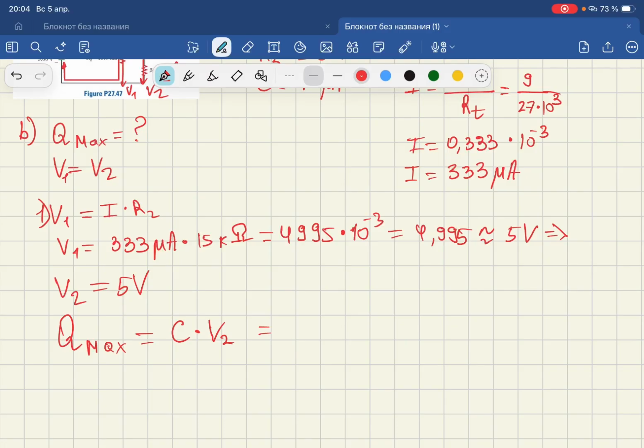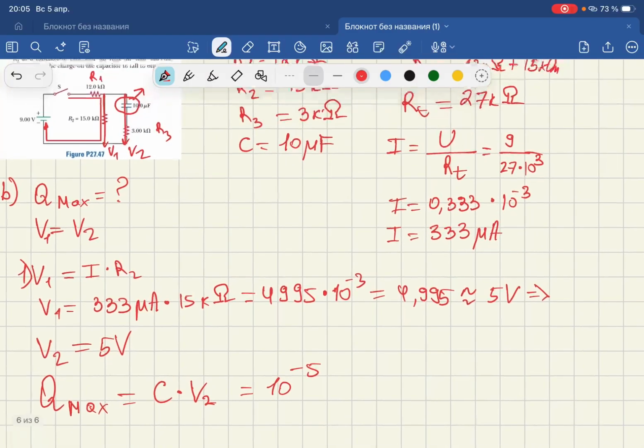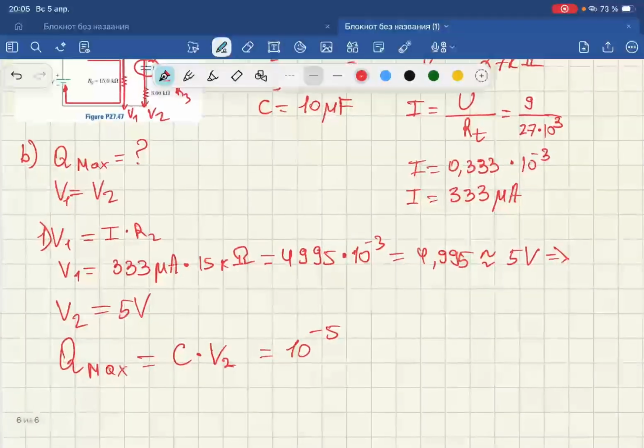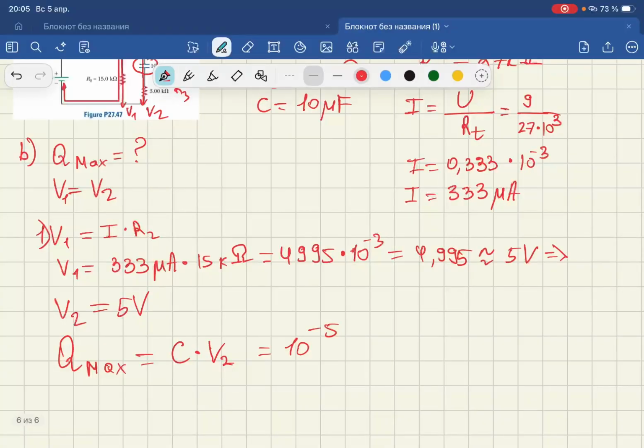It's equal to 10 to the power of minus 5, because in the beginning we took 10 to the power of minus 6 times 10, which gives us minus 5. Then times the voltage of the second line, which is equal to 5. So we can just take that like that, 50 microcoulomb. That's why.